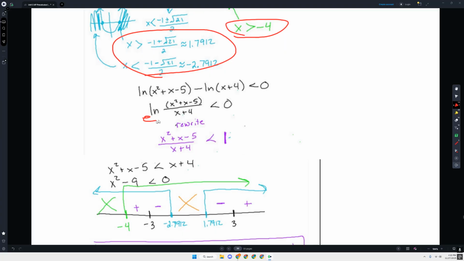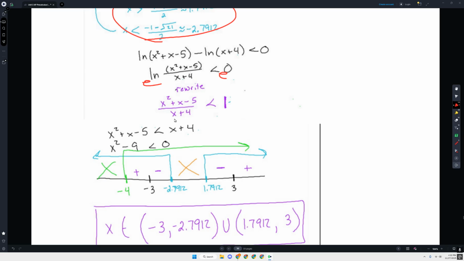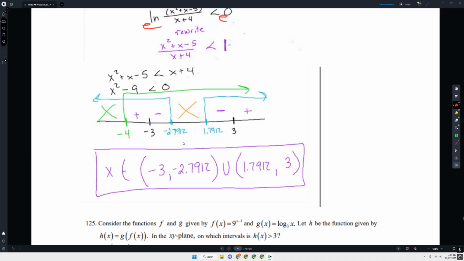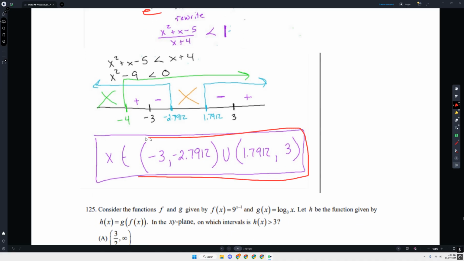Take to the e of both sides, but e to the 0 is still 1. We're gonna simplify. We factor this to be x minus 3, x plus 3. We're gonna check our solutions, and it would be this.